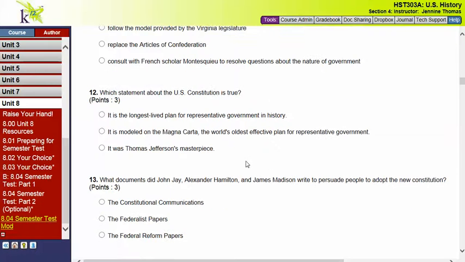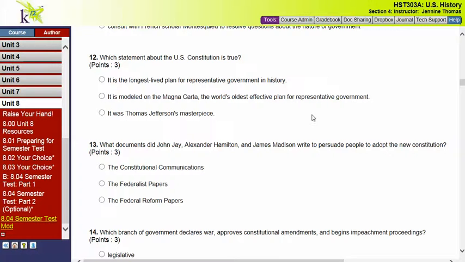Which statement about the U.S. Constitution is true? It is the longest-lived plan for representative government in history. It is modeled on the Magna Carta, the world's oldest effective plan for representative government, or it was Thomas Jefferson's masterpiece. Which statement is best describing the U.S. Constitution? Remember, there could be more than one seemingly correct answer here, but you want to pick the one that is most important and most true.